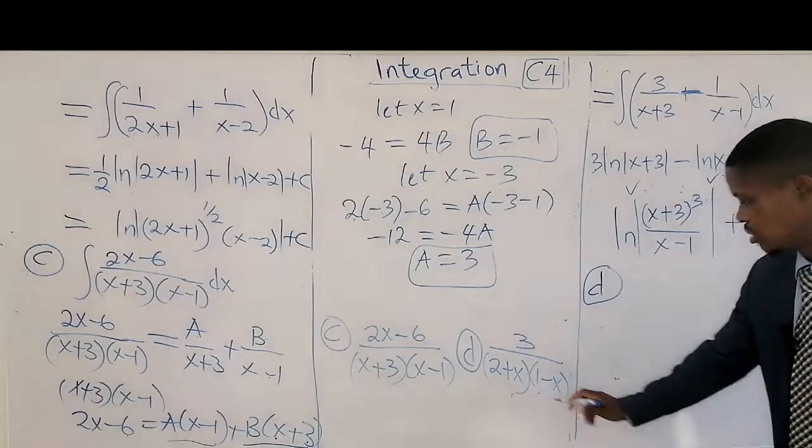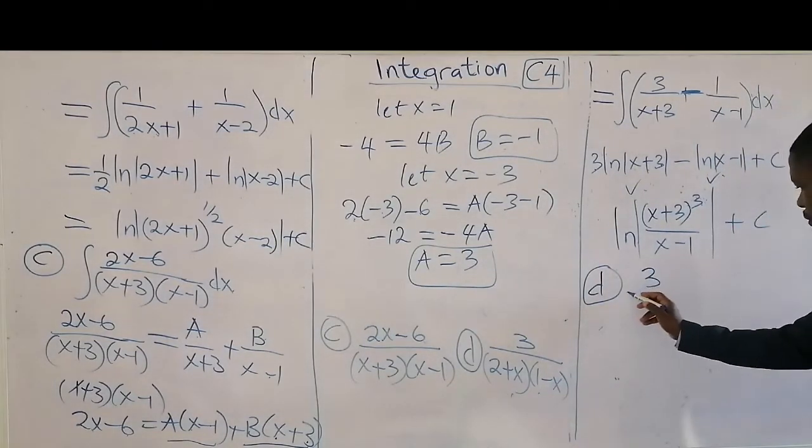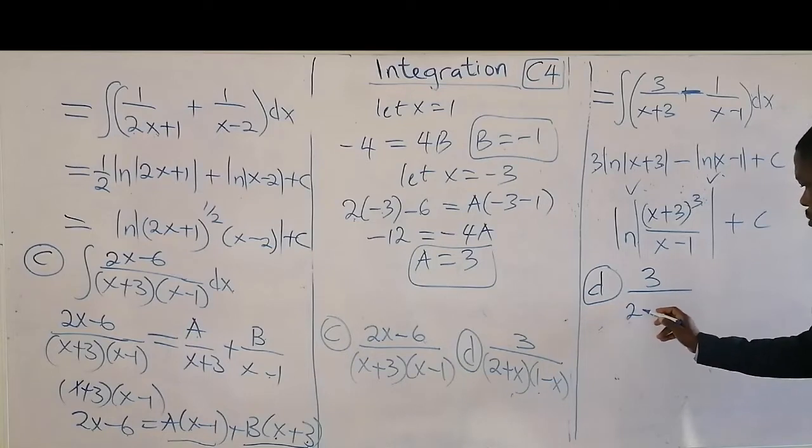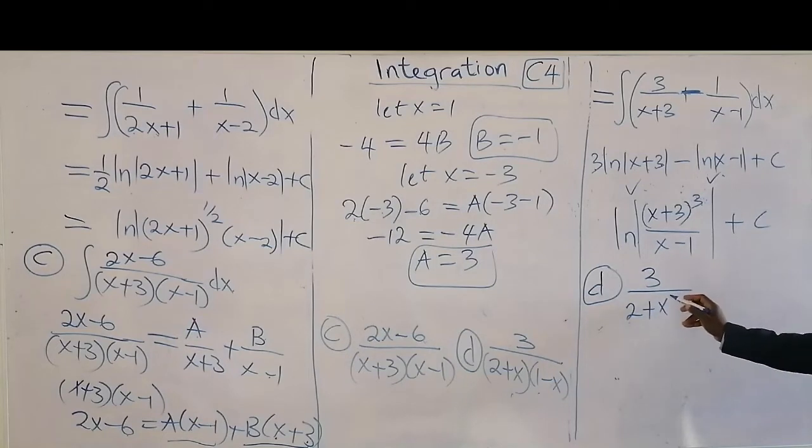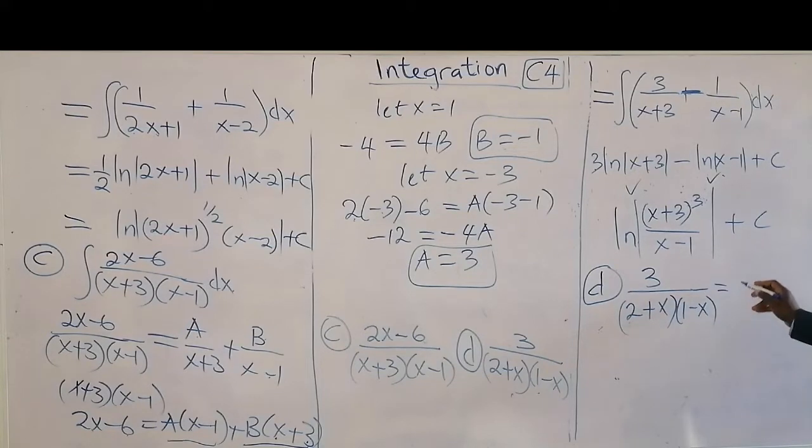For D, this one, so let's write the fraction first. Let's solve the partial fraction, 2 plus x in brackets times 1 minus x. So this will be a over what? 2 plus x, plus b over 1 minus x.